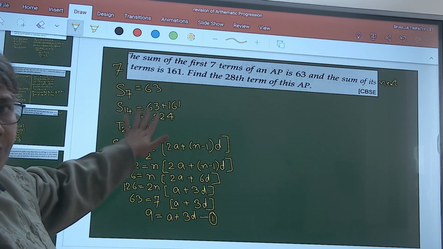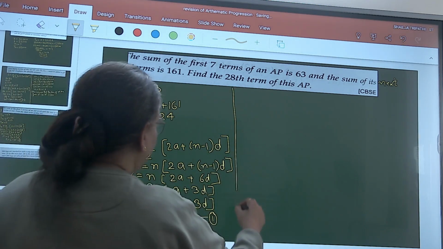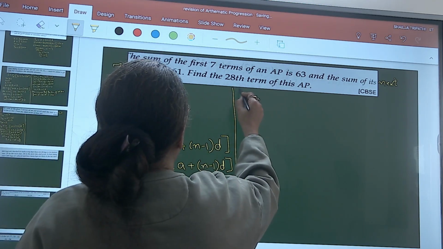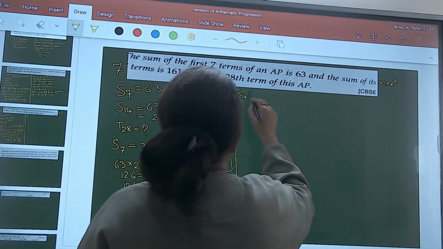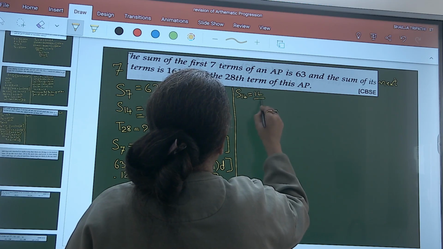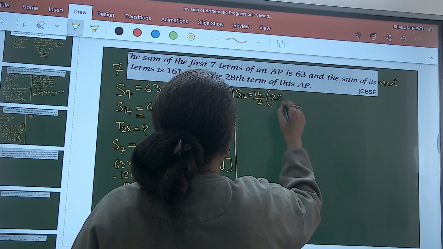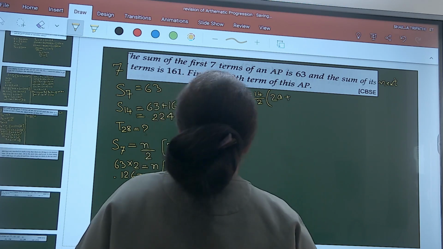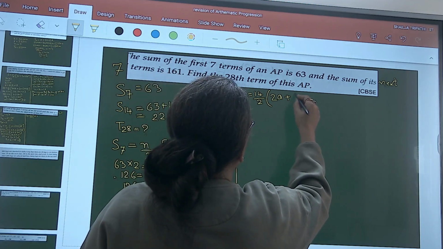Similarly with S14, we'll make the equation. See, S14, again you can write 14 upon 2 bracket 2a plus, then 14 minus 1, that is 13, you will get here 13d.